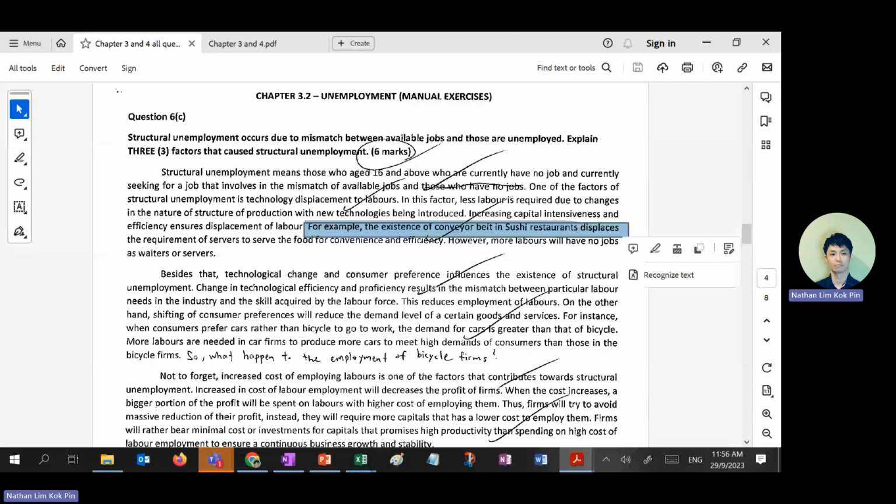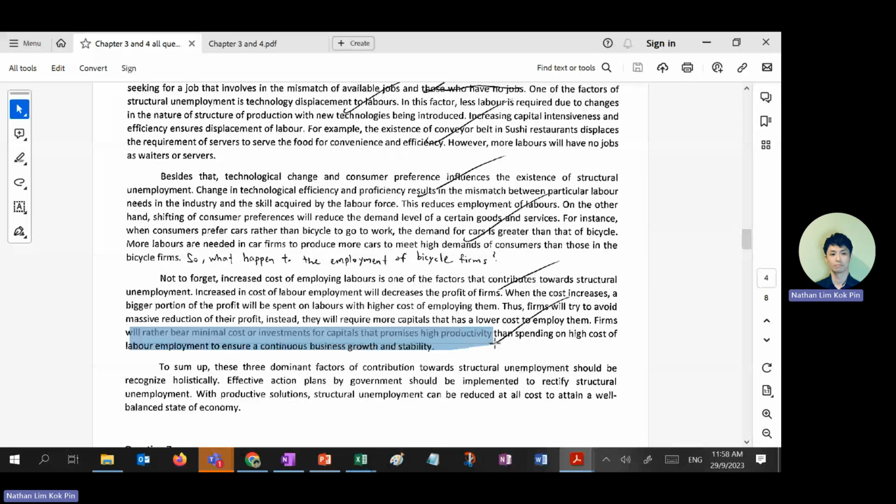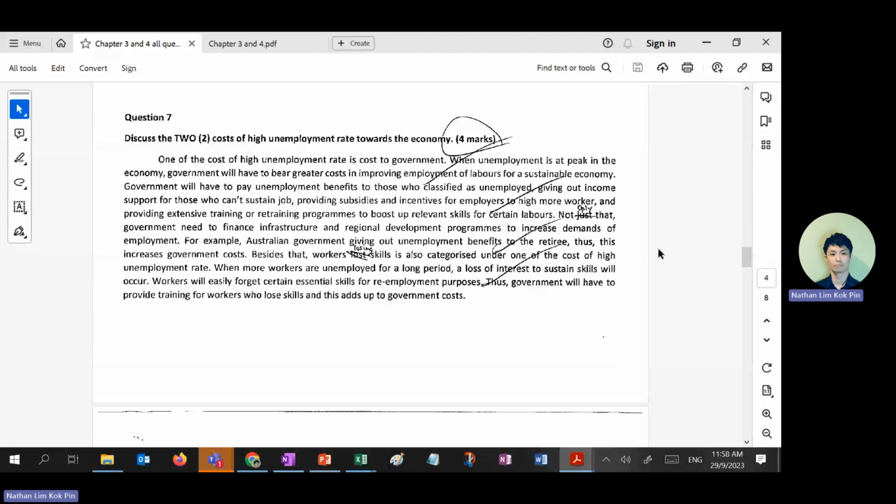Two costs of the unemployment rate in economic growth. This one, I would say, is pretty simple. You can talk about a lot of stuff. If you want to talk about the cost of unemployment, it will be unemployment benefit and training costs. So she talked about unemployment benefit, okay? Because unemployment benefit gives them the incentive to stay unemployed.